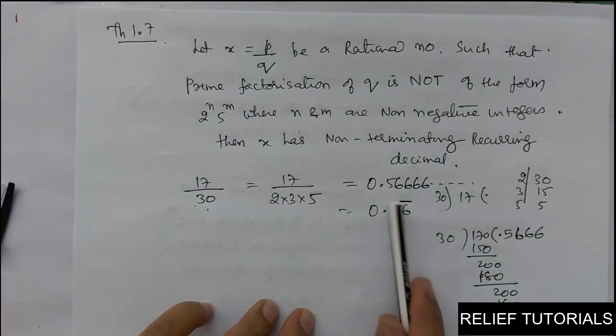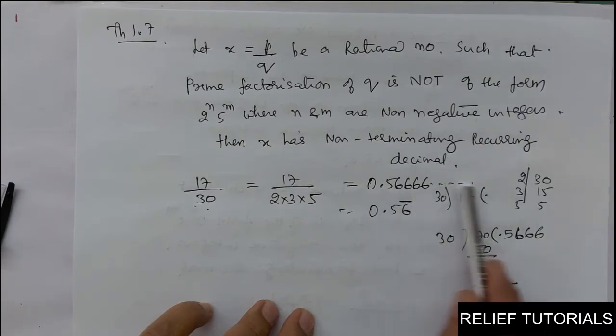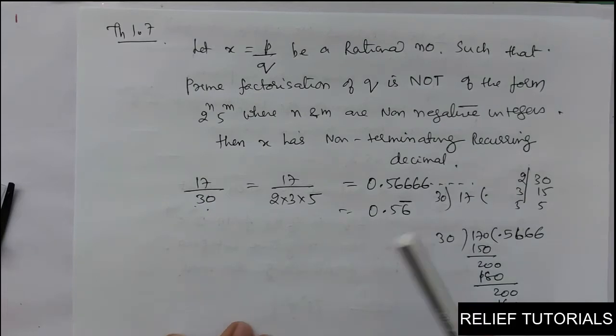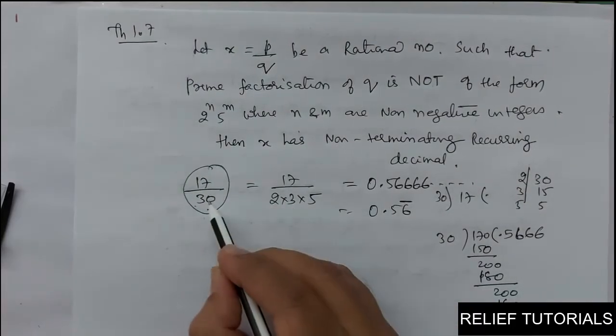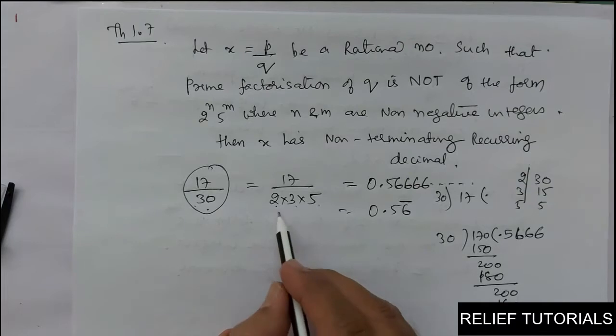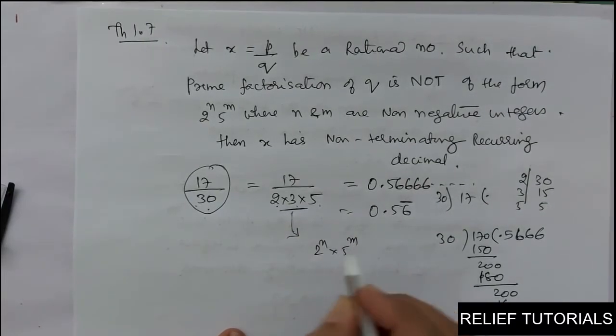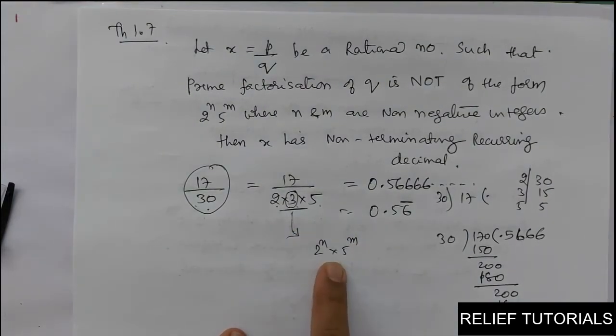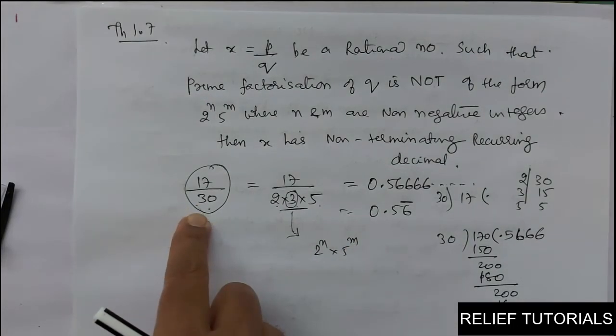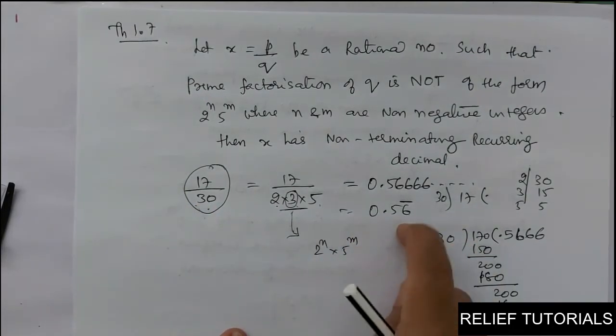See, look here. What type of decimal is it? It is a non-terminating recurring decimal. It does not end, but it recurs. 6 is repeating. If you look at its p by q form, its denominator is not of the form 2 raised to n into 5 raised to m. It has one more factor, that is 3. So this p by q has a non-terminating recurring decimal.